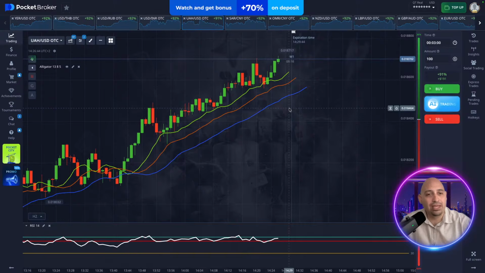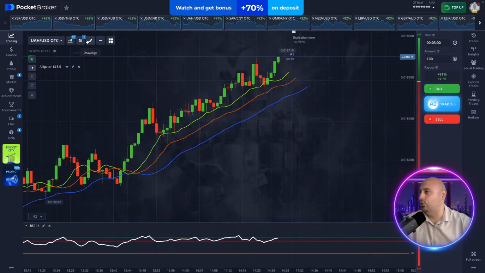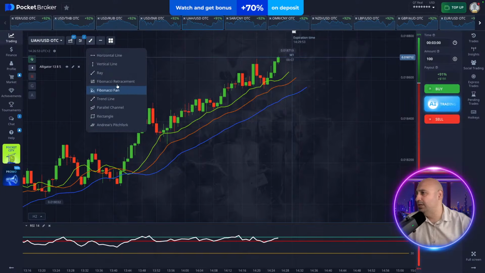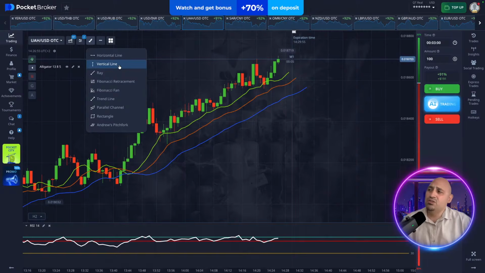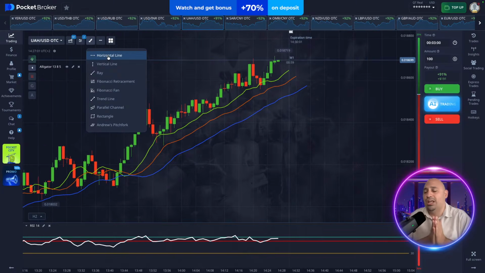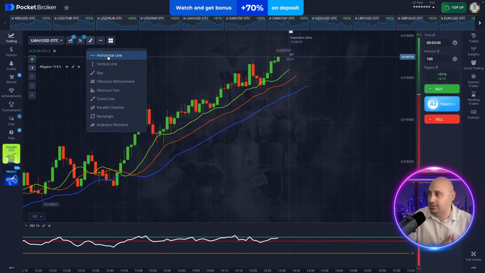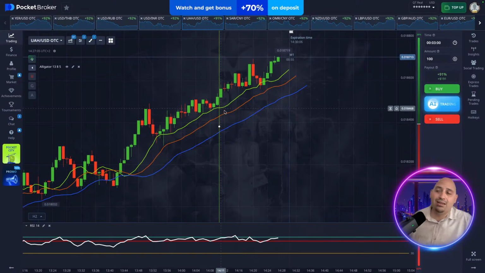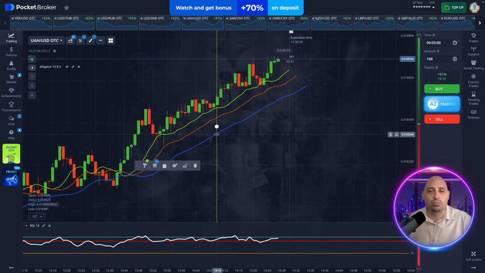Tochi says, one more thing, our teacher, how to use a vertical line with horizontal. Which vertical line are you referring to? I'm assuming this one. Let me just break it down. The horizontal one you can use as support and resistance. The vertical line, technically, is not really usable to place your trades.